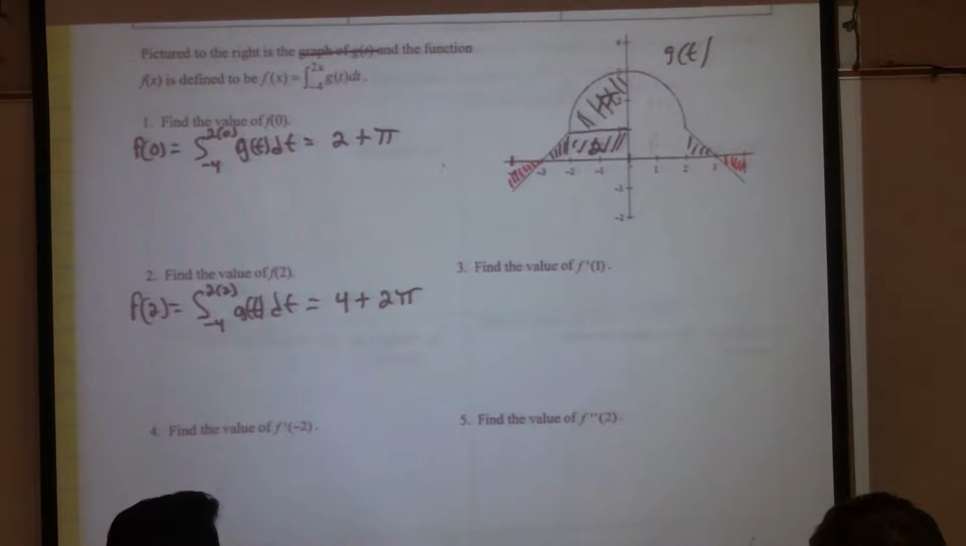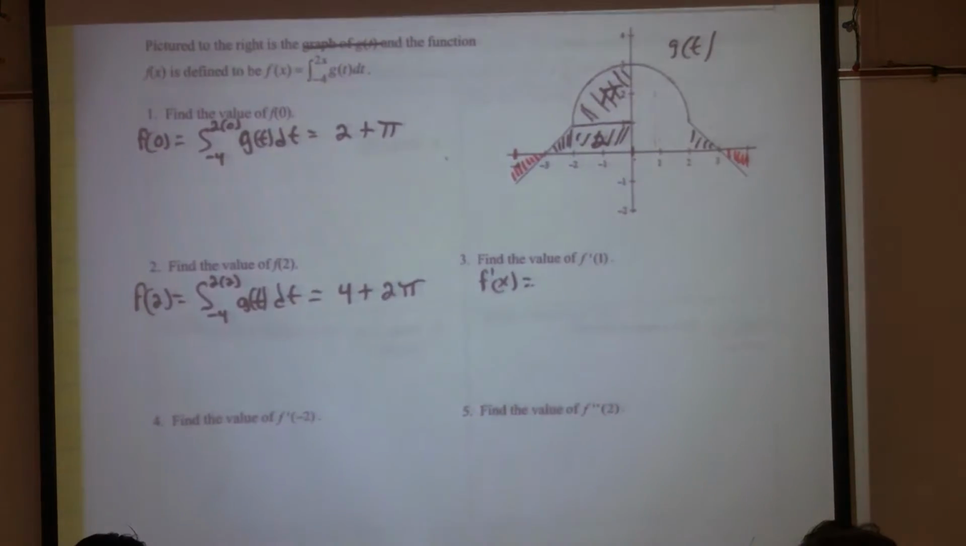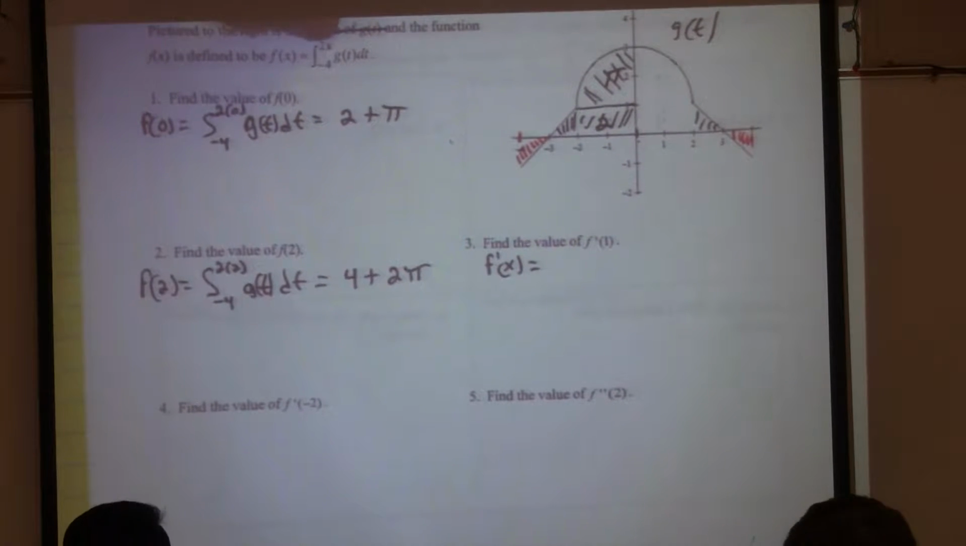Alright, now we get to the part where it says f prime. Oh my goodness. F prime at 1. In order to find f prime at 1, I would need to know what f prime is, right? So what would f prime of x be? How would I get the derivative of this integral?